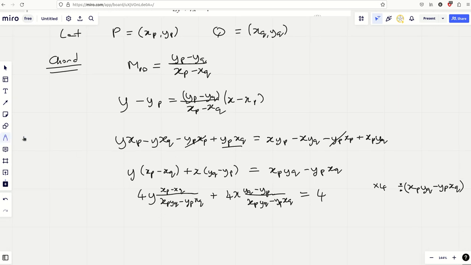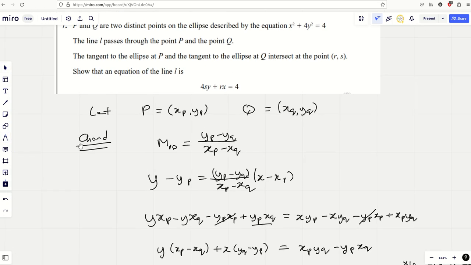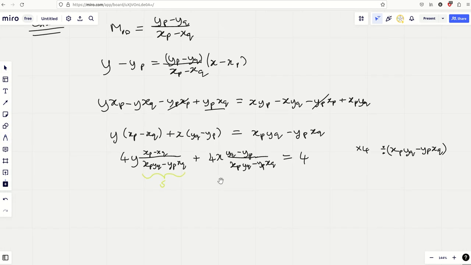Yeah, I've got it in that lovely format again, so I can immediately identify S must be that. Maybe I can just do this in a different colour. And I guess R, because it just equals Rx, R over 4 equals yq minus yp over xpyq minus ypxq. So there we go. I've got it in a nice format.